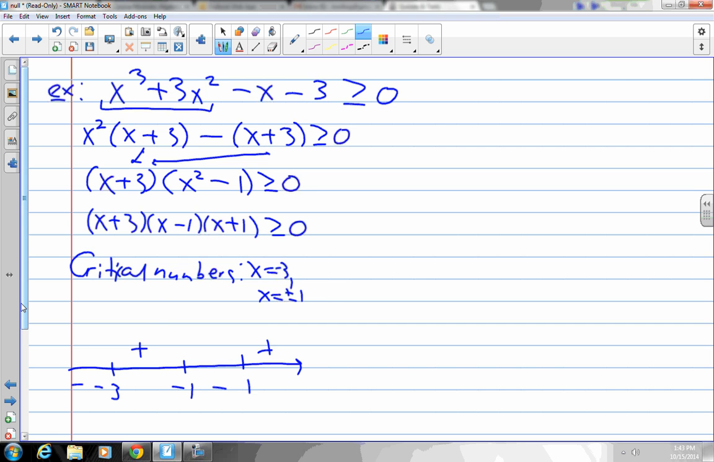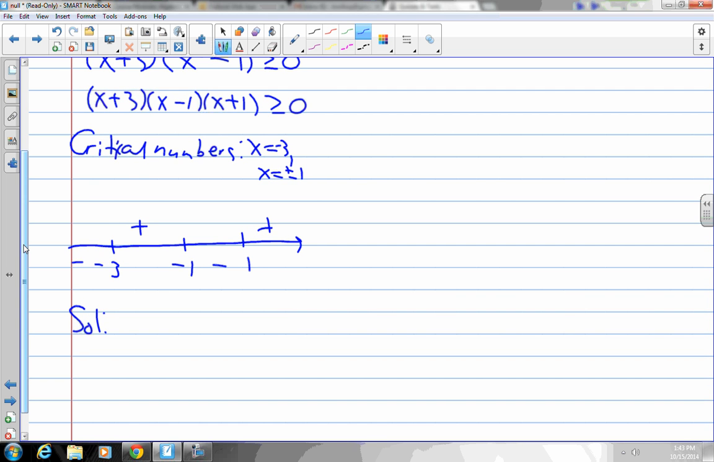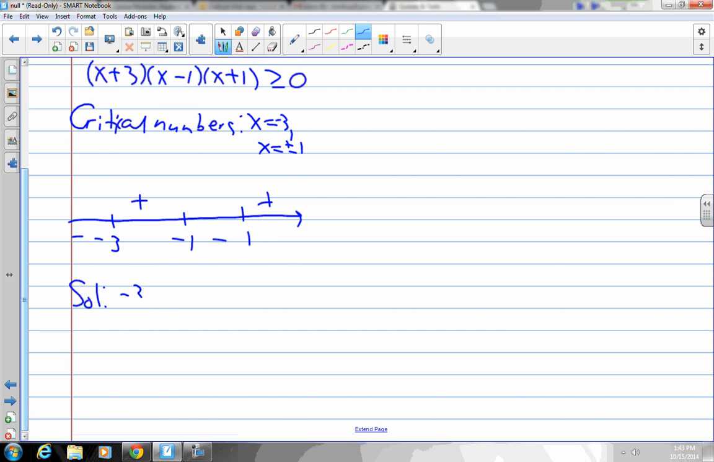Now, what is the solution here? Question was, when is this greater than or equal to 0? So when is it positive or 0? That's negative over there. So from negative 3, brackets or parentheses? Brackets, because including 0, union 1 to infinity. Right? And that's it.